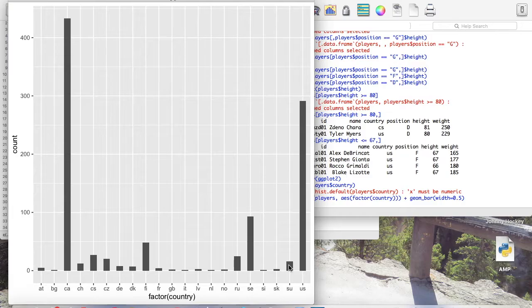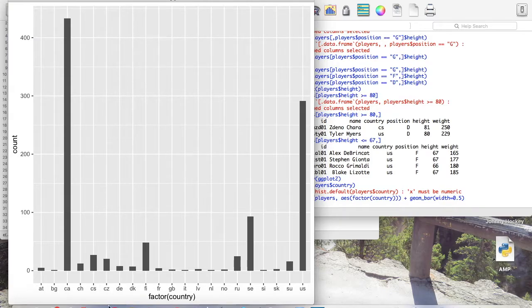The country abbreviations are maybe sort of obvious, but maybe not. So RU, as you might guess, is Russia, but SU is the Soviet Union. So for players who were born, I don't know, before the late 80s, 1990, something like that, they would be born in the formerly Soviet Union. So Alexander Ovechkin would qualify in this category because he was born in the Soviet Union, not Russia.